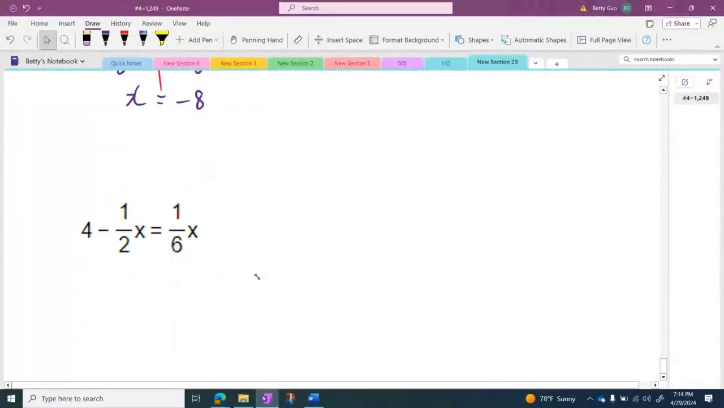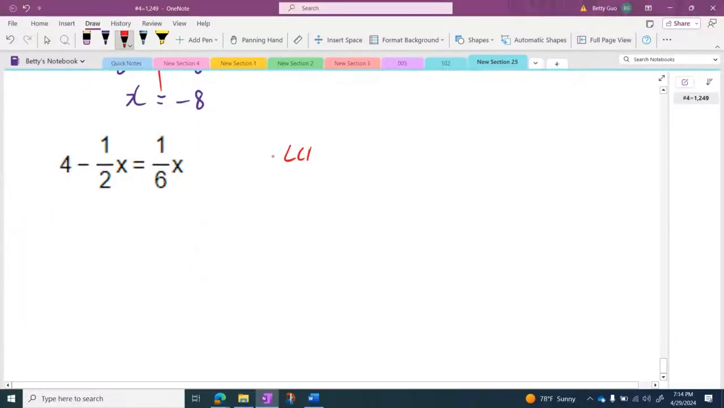This equation involves fractions. I'm going to find the LCM of all the denominators. We have two denominators, 2 and 6. So the LCM is 6, because 6 is a multiple of 3 and a multiple of 2. So we are going to remove the denominators first. We don't like a fraction, so we remove the denominator first.